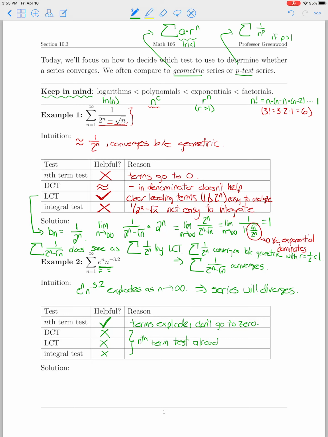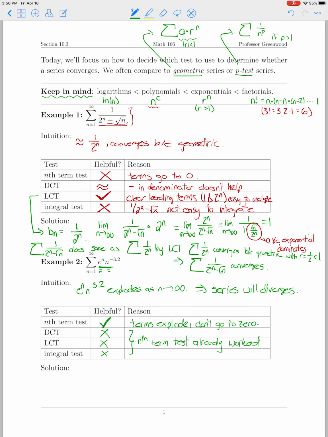And so the nth term test is sort of a sanity check for, is it obvious that the series diverges? And so that's always something that you want to think about first. And there's no reason to consider the other tests if the nth term test worked.